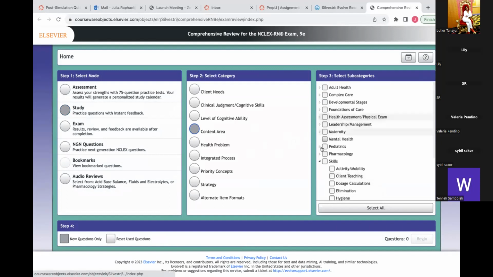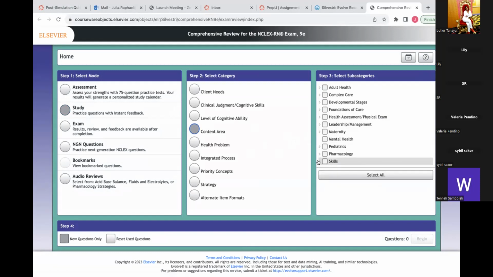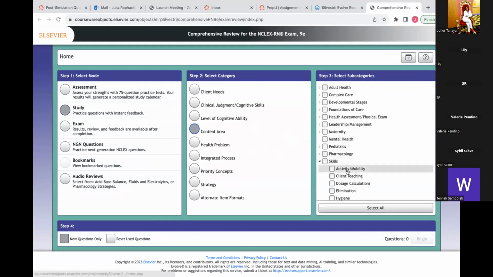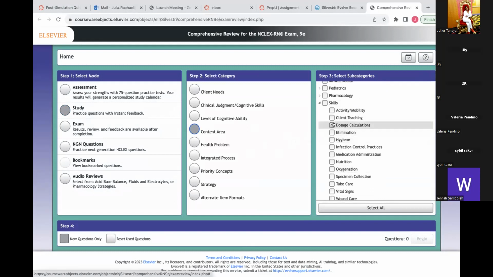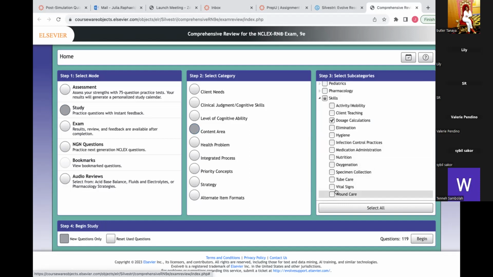Click the arrow next to skills. You see how there's little arrows there? Click the little arrow. That opens up the whole thing. Then you go down to dosage calc. Now go down to the bottom. You see where it says new questions only on the left? If there's a dot there, it'll only bring you new questions. As long as it's blank, it'll bring you all the questions. You have 119 dosage calc.